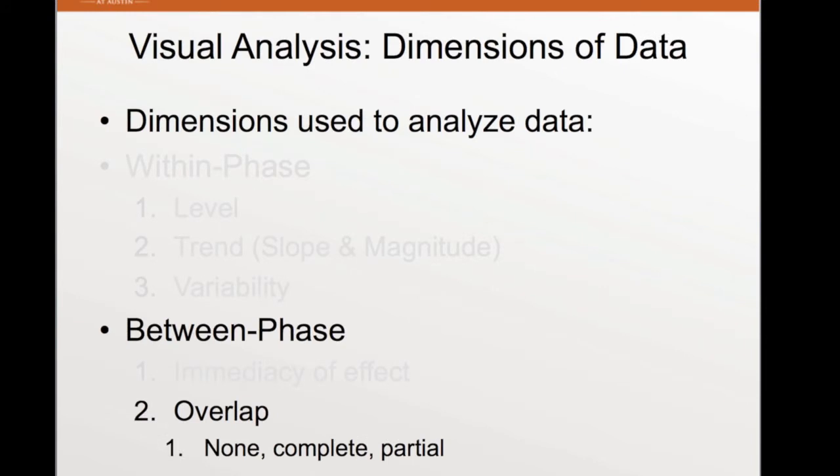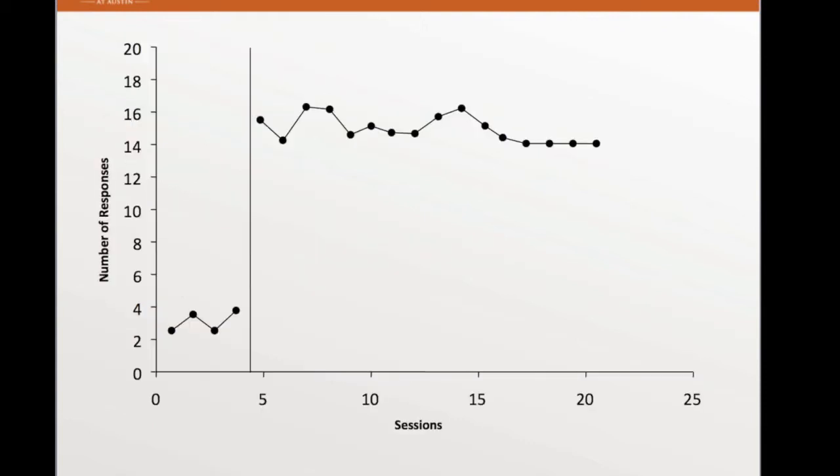Another dimension in terms of between phase data is overlap. And we look for overlap between data paths, between phases. There could be no overlap, there could be partial overlap, or there could be complete overlap. So for example, these hypothetical data represent zero overlap in the data. You can see that there's clear differentiation between these two data paths across phases, zero overlap here.